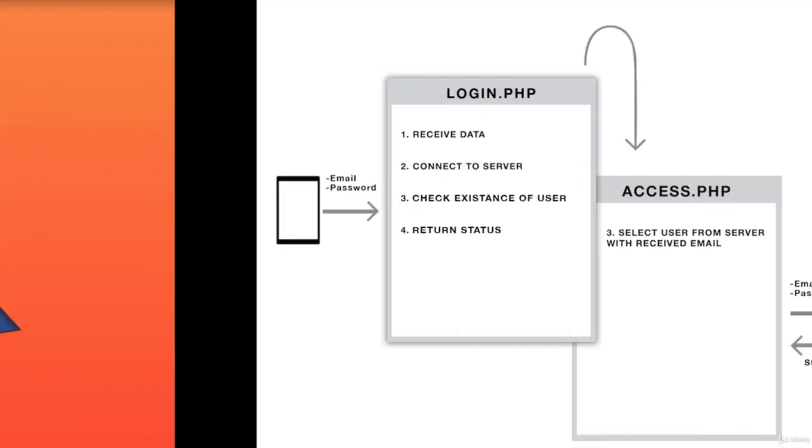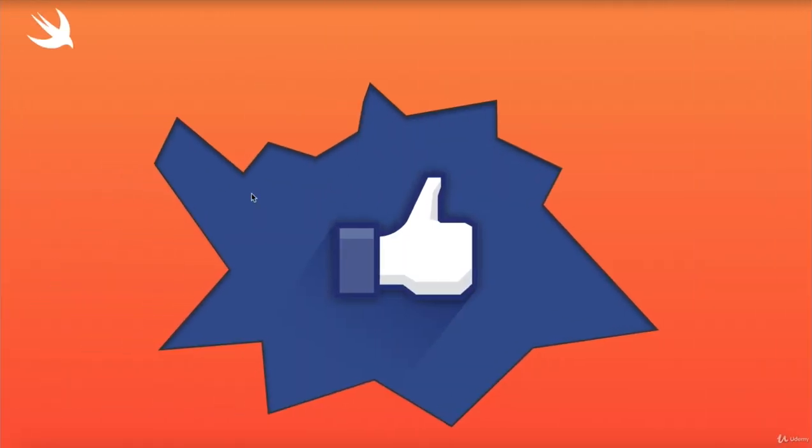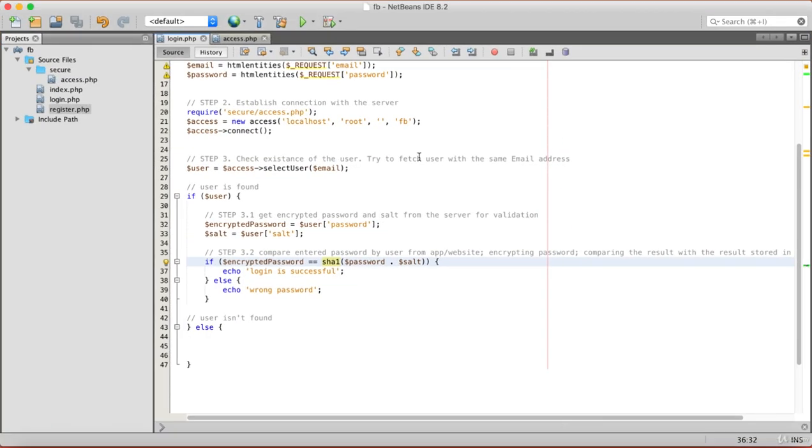Okay, as the next step, we need to return the status to the user. Okay, so let's go and do this. So we know how to receive the status from the server, and we need to return now the proper status to the user in the JSON format. Okay, let's do this. So I'm coming back to our NetBeans.